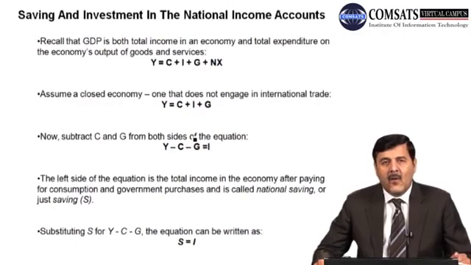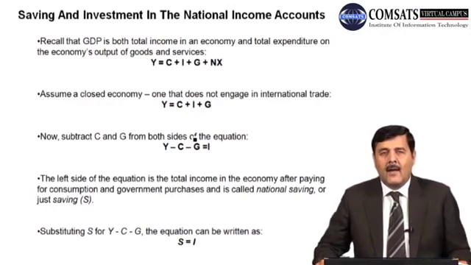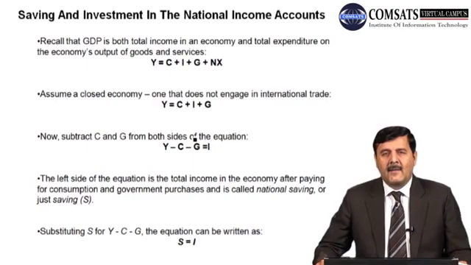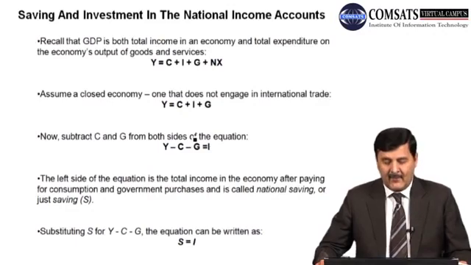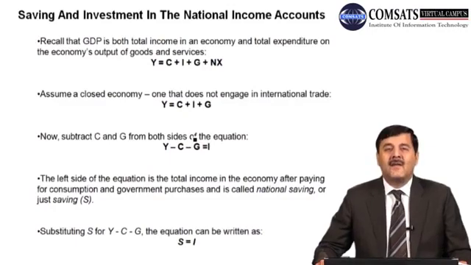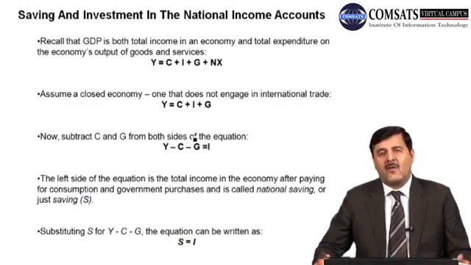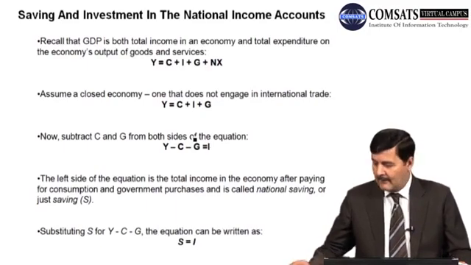So if you take Y, the total national income, pay for consumption and subtract government purchases, then that will give you the remaining amount, which is known as the national saving, and we denote it by S. So if we say that Y minus C minus G is the saving, then the equation can be written as S is equal to I, which is saving is equal to investment, which tells us that whatever is the saving in the economy, that is going to be invested.